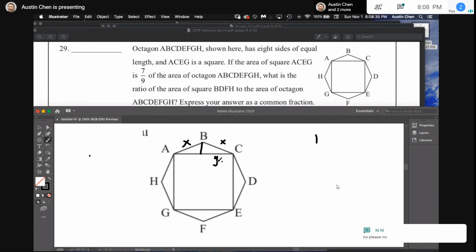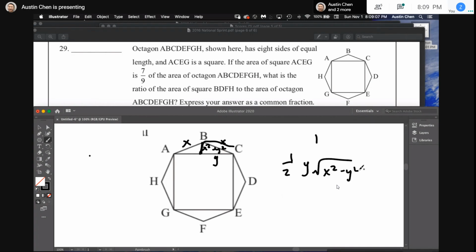Okay, sure. This is Y. I don't think we did this in our thing, because this is not nice. This is the square root of X squared minus Y squared. I don't think we had that. Okay, let's just do this. So the areas of these triangles will be 1/2 y root x squared minus y squared, right?